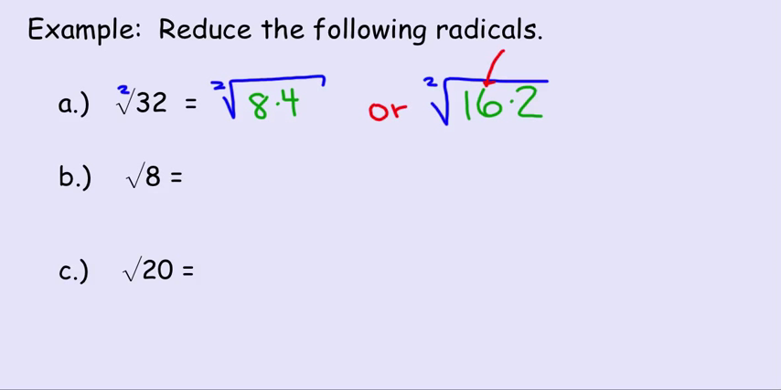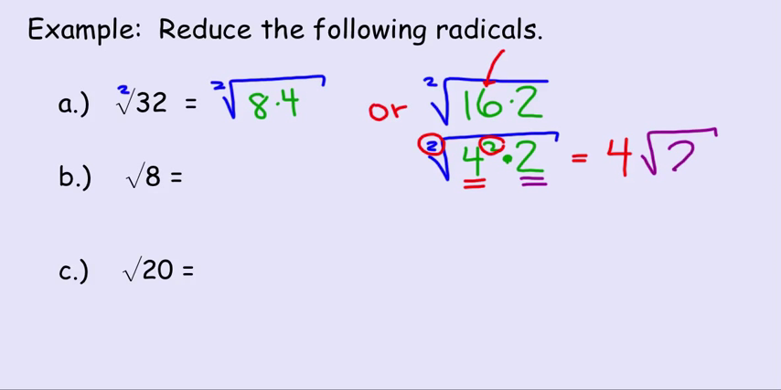Notice that 16 is a perfect with 4. So we can break down that 16 as 4 squared. And then we still have that 2 left. And now the square root of 4 squared is 4, because my index and my power match up, so I'm left with a 4 out in front, and then what stays underneath is this number 2, because that's not raised to the second power. So our final answer then is 4 square roots of 2.